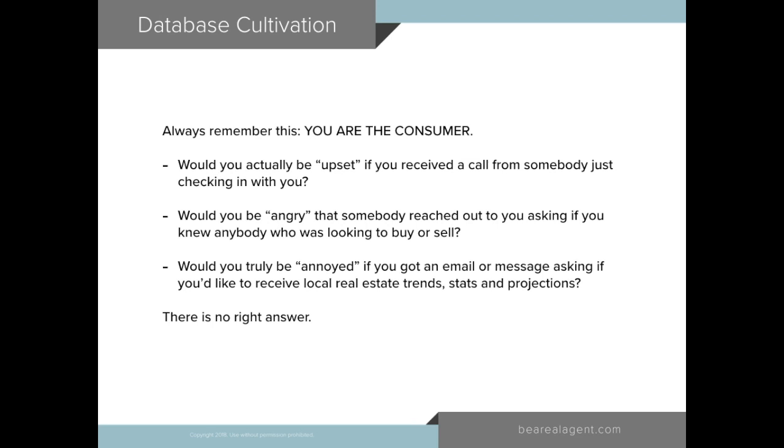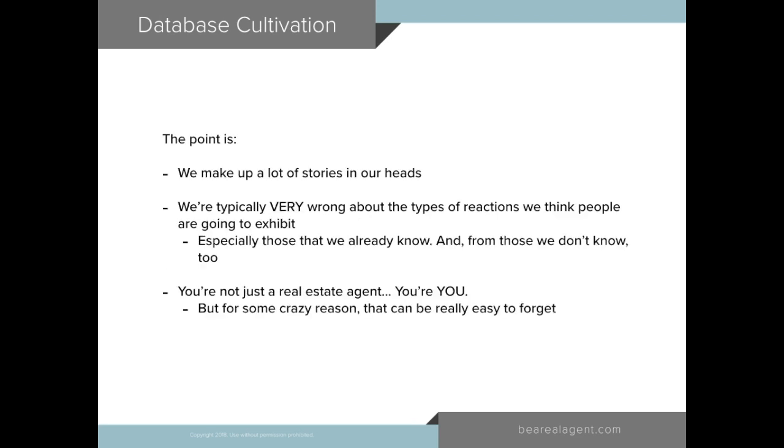The point here is we make up a lot of stories in our heads, and they're just not true. We're very wrong typically about the types of reactions that we think people are going to exhibit towards us. And the reason we're talking so much about this in database cultivation is because that's what database cultivation is. It's reaching out to people. And yet consistently, we make up these stories about why we're not going to, because we don't want to annoy, or we don't want to intrude, or we don't want to come across as salesy. And a lot of the time, we're just completely wrong about how we're being perceived by people.